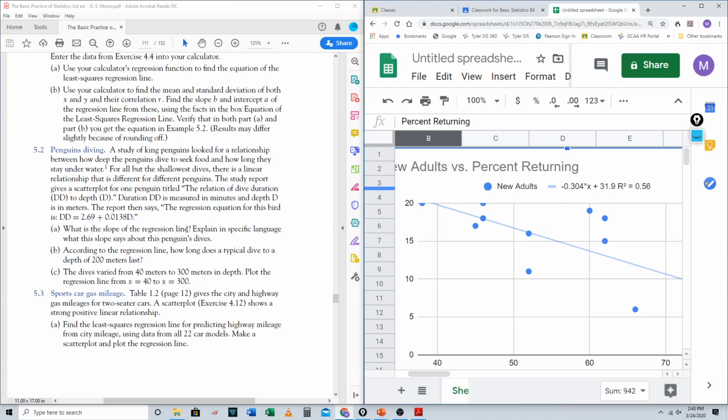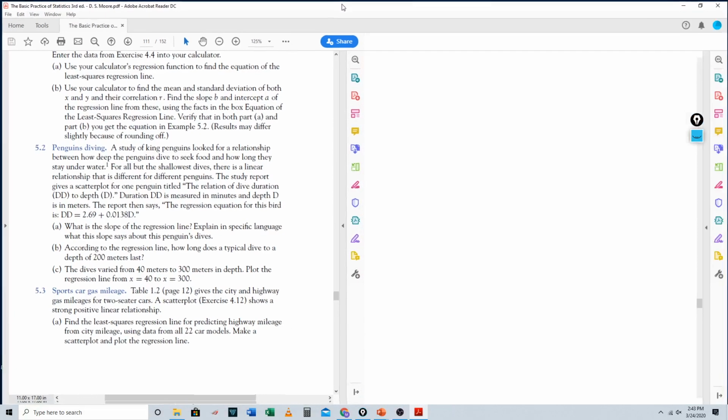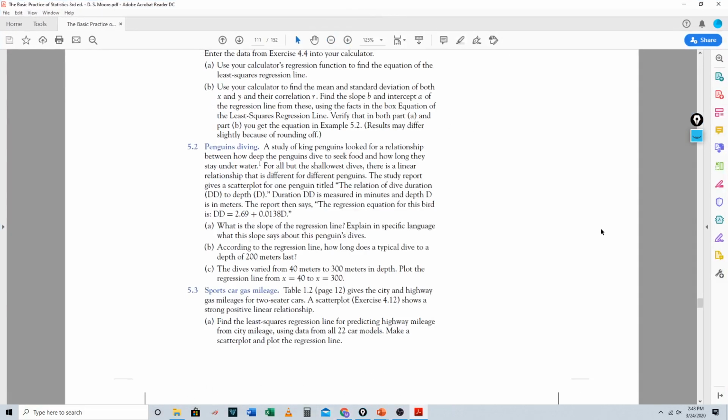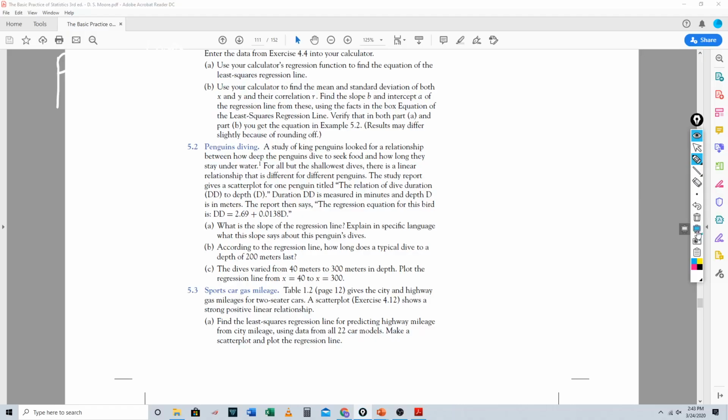So what is the slope of the regression line? Explain in specific language what that slope says about the penguin's dive. I don't need this, so I'm going to just write it over here. I'm going to clear that. All right, so part A, let's see if I can write now. All right, part A, over here.